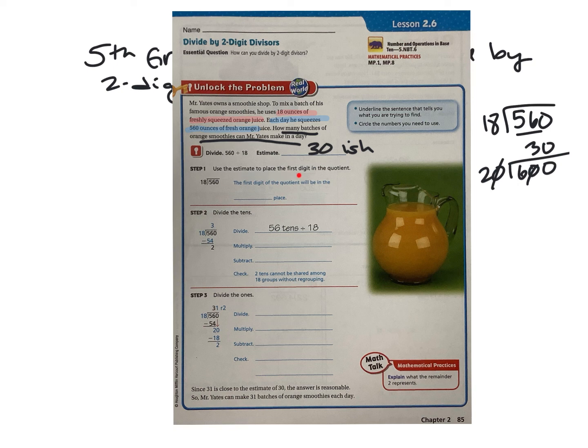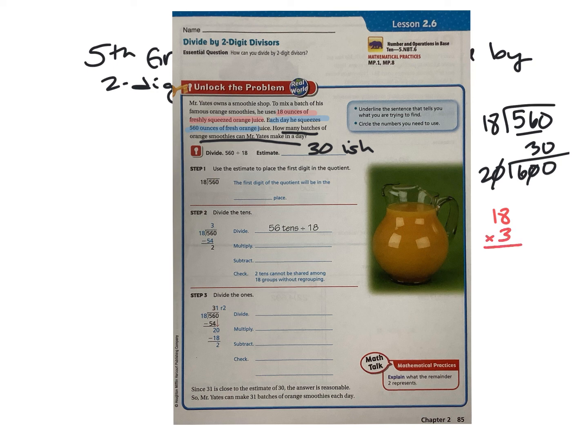Use the estimate to place the first digit in the quotient. I'm thinking that 18 times 3 might get me there, but it might not. At least I have some direction and I can adjust. I'm not just guessing and throwing things out there and multiplying them. So before I even place that first digit, I'm going to do this myself, because we know 18 times what number gets me to 5? Nothing. How about 18 times what number gets me to 56? We think it's going to be 3, or if it's not, it's very close to that.